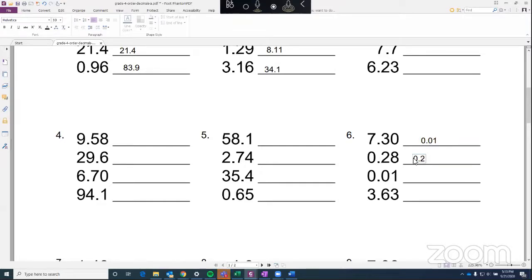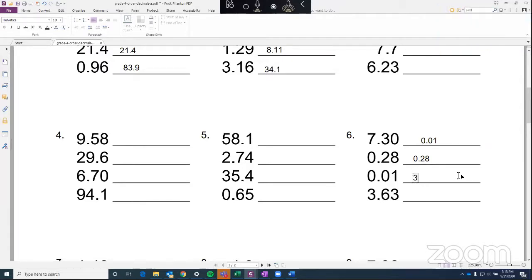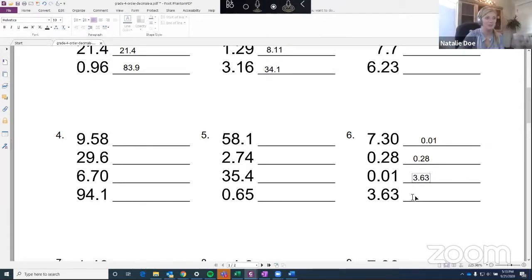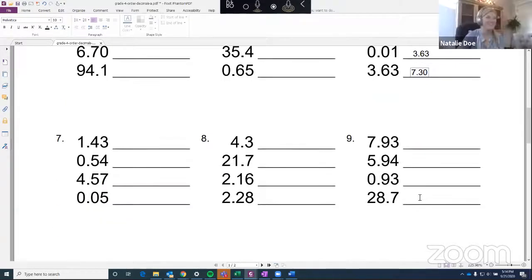0.28. Yeah, that's perfect. Again, we've already compared these two. So now we would be comparing 0, 3, and 7. So 0 is the smallest. Perfect. All right, and what's next? 3.63. So then that means what's last? 7.30. Perfect. You are crushing this. Do you have any questions on this? Does this make sense to you? Yeah. Okay, cool.